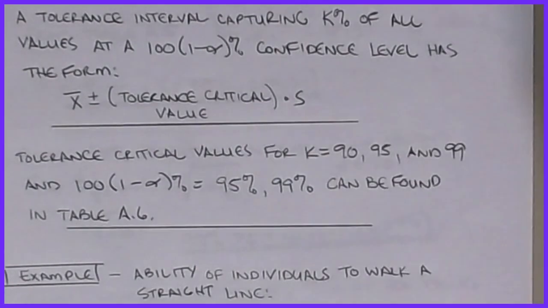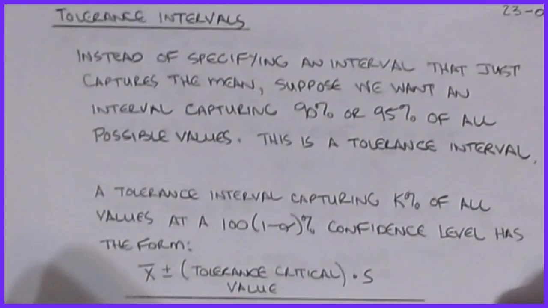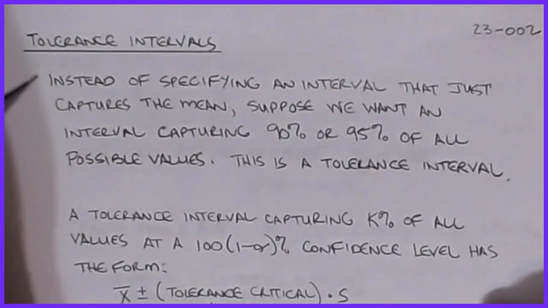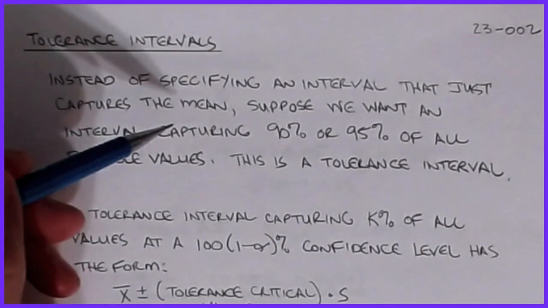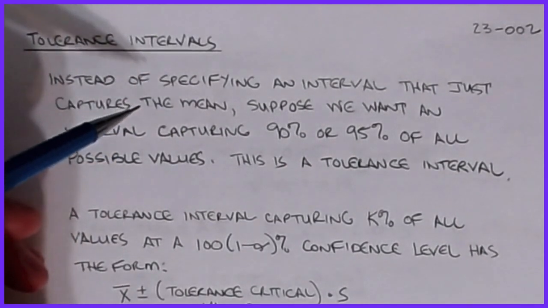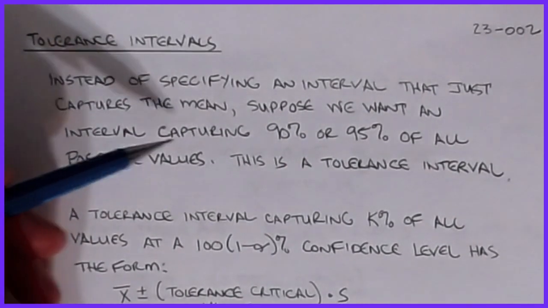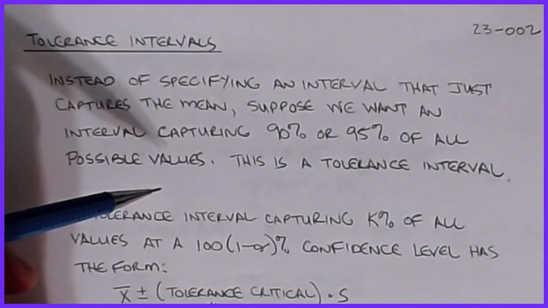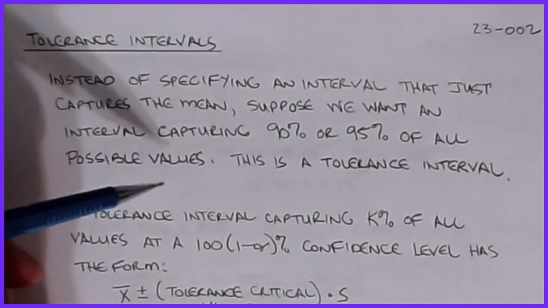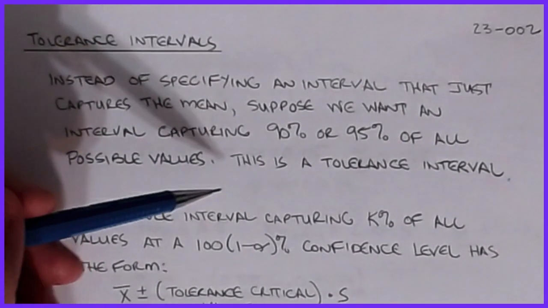All right, we've got one other interval that we want to do real quick, along the same lines of this, and this is the tolerance interval. So instead of specifying an interval that just captures the mean, now we're looking for an interval that captures a certain percentage of all possible values. Say I want to capture 90% of all data values. Now what would the interval have to be? And so this is what we call a tolerance interval.